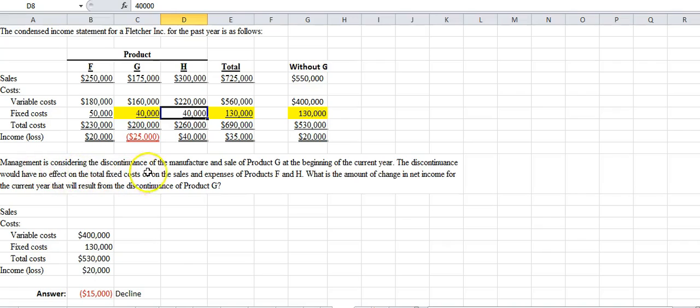So management is considering the discontinuance of product G at the beginning of the current year. The discontinuance will have no effect on total fixed costs, okay? So total fixed cost is going to stay the same.